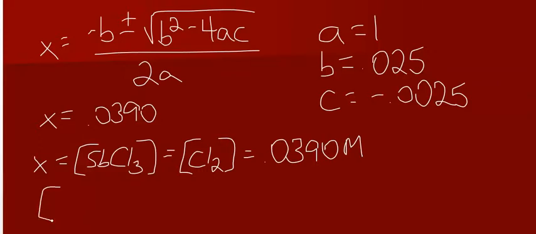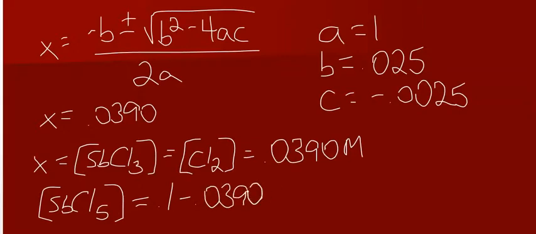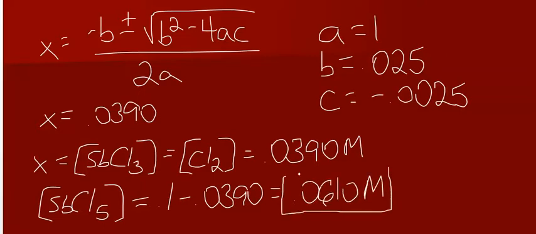I can get the concentration of SbCl5 because at equilibrium it's 0.1 minus x, so 0.1 minus 0.039. So at equilibrium, SbCl5 is 0.0610 molar. And those are the two numbers that I needed to solve for as far as the equilibrium concentrations of all products and reactants.